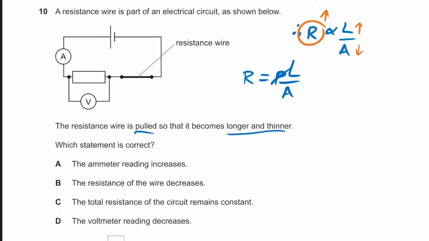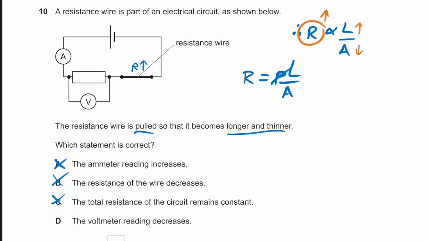Okay, here we go. So what's going on here then? Which statement is correct? The ammeter reading increases. Absolutely not, because we're increasing the resistance of this resistance wire, so that can't be true. The resistance of the wire decreases. That's not true. It increases. C, the total resistance of the circuit remains constant. No, it has to be D.